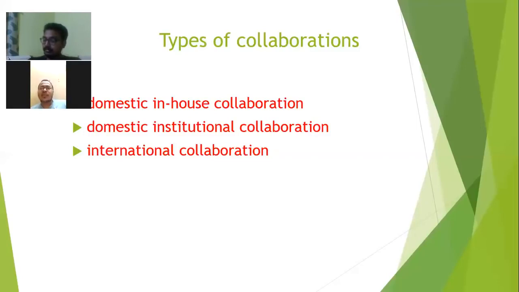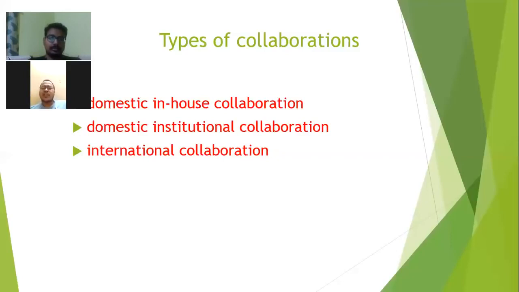For any institution, if you see, they are giving much more focus to this kind of collaborative work. Whenever you are writing any kind of project, if you are taking other researchers from a different background within the institute, that will be really helpful for getting funding or any research project. This is related to in-house domestic collaboration.